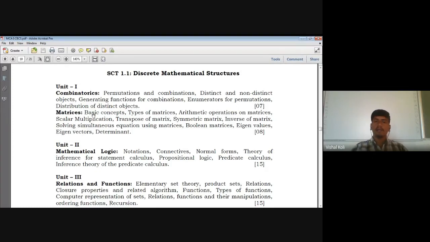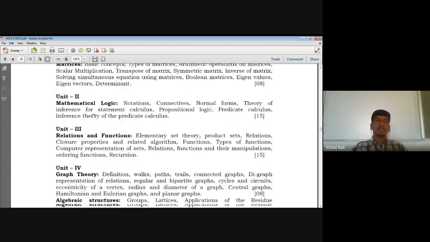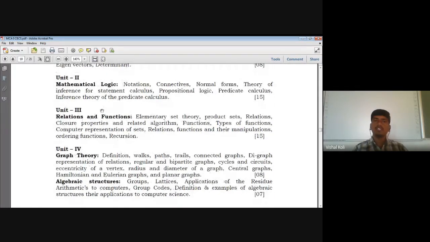Second unit will be mathematical logic. In mathematical logic we have to see the notations, connectives, normal forms, theory of inference for statement calculus, propositional logic, predicate calculus, and inference theory of the predicate calculus. This will be the second unit. In that we also have to see the or, nor, gate, and true, false.